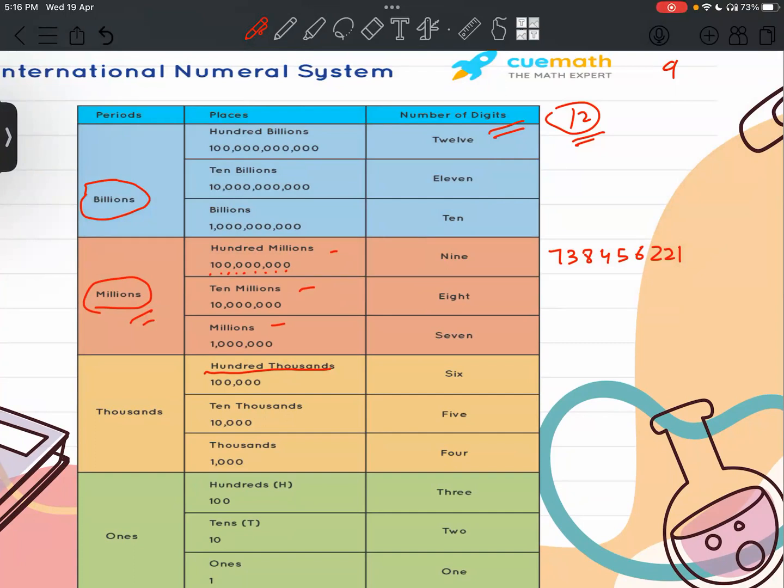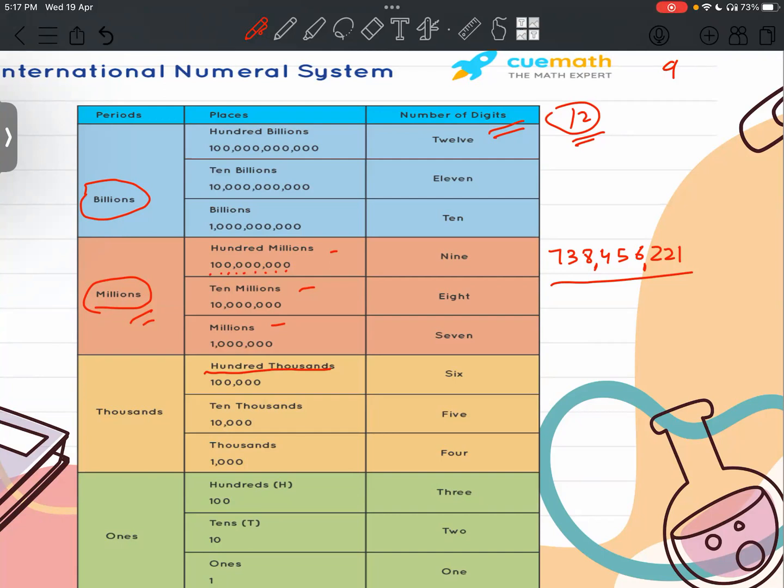We have to put commas in between 6 and 2, and in between 8 and 4. Very good. Now pronounce this number. It is in the millions place. 738,456,221. Exactly, very good.